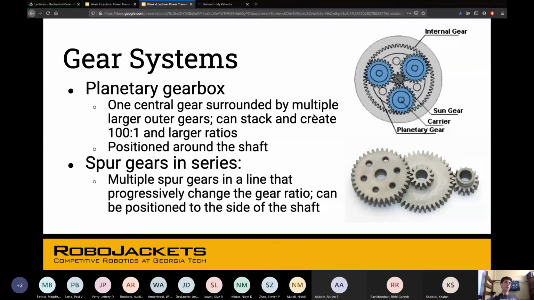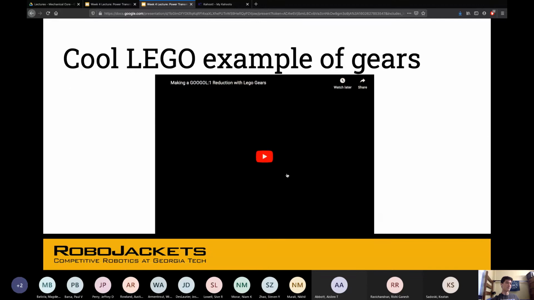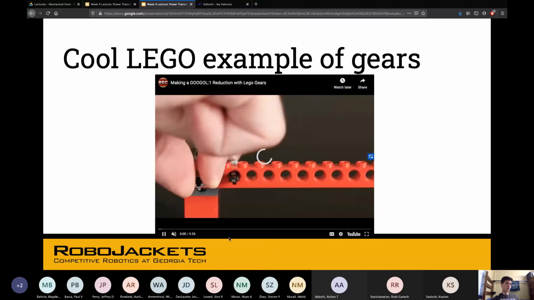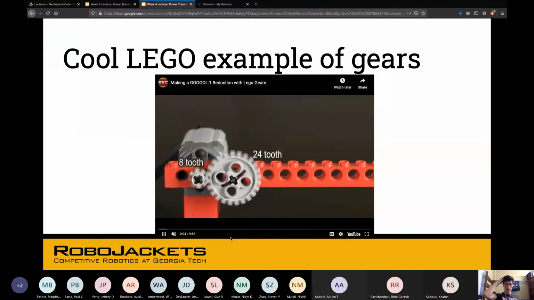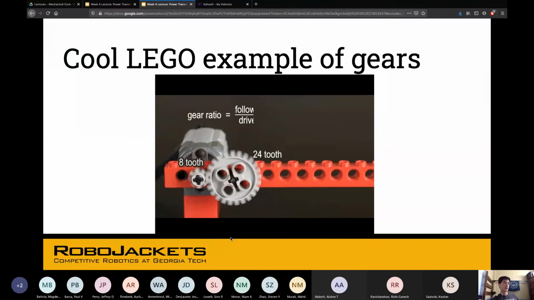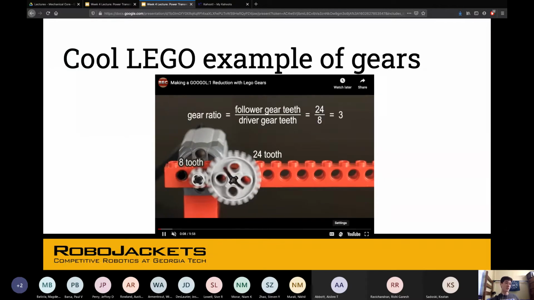Another way to put a system together is to just have spur gears in series. And I've got a really great video example that shows how this works. I'm not going to play the whole thing because it's 10 minutes, but I'm going to send a link in the chat so that you can watch it later. This is really fascinating stuff.